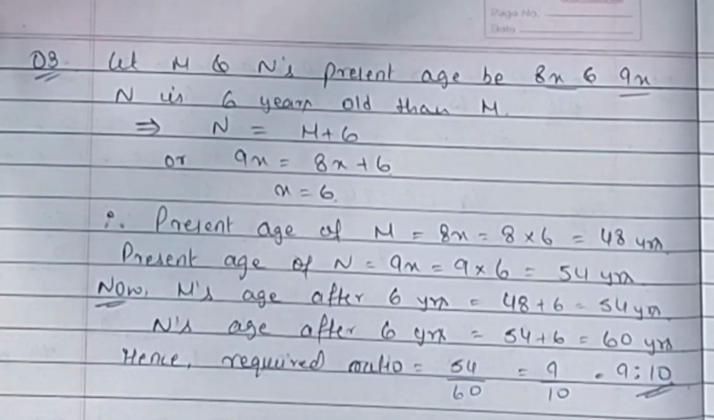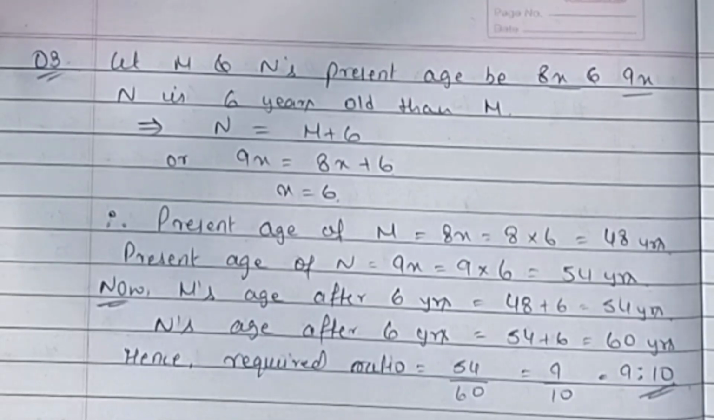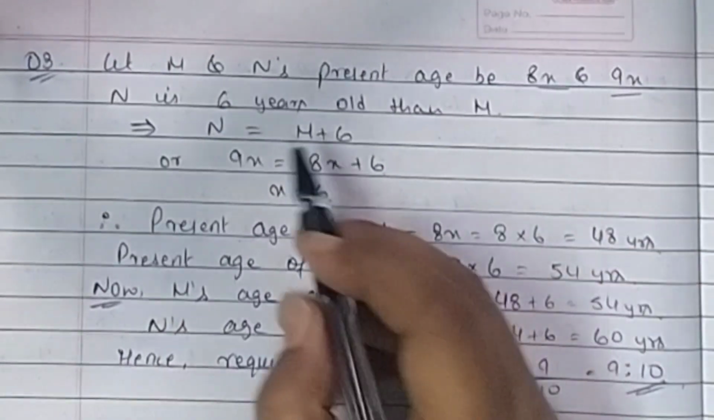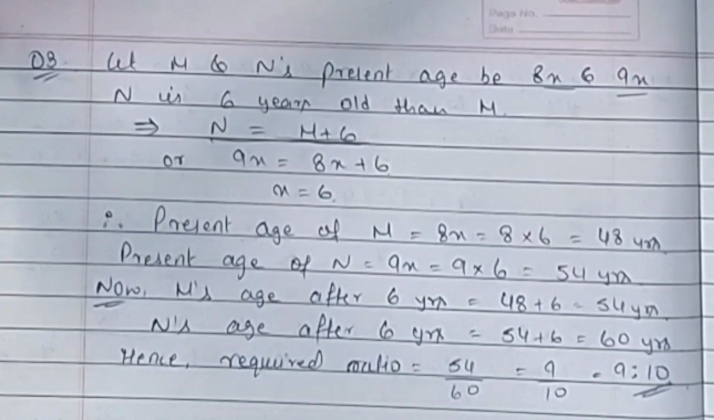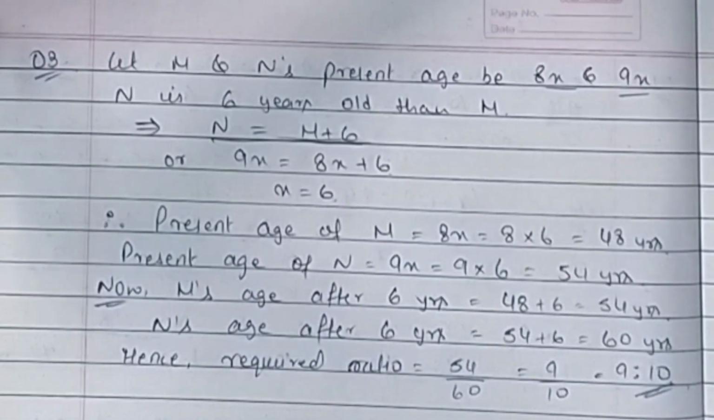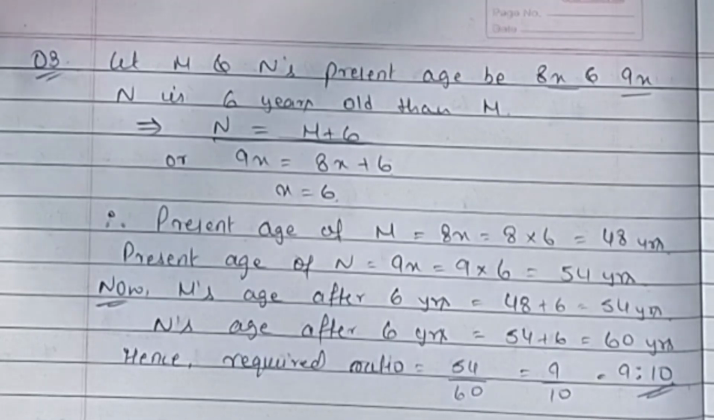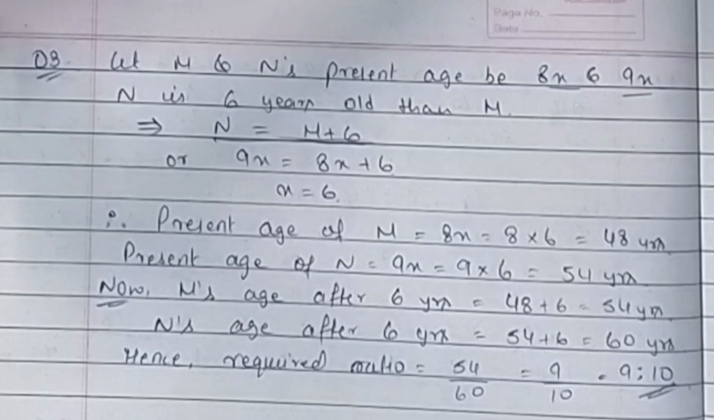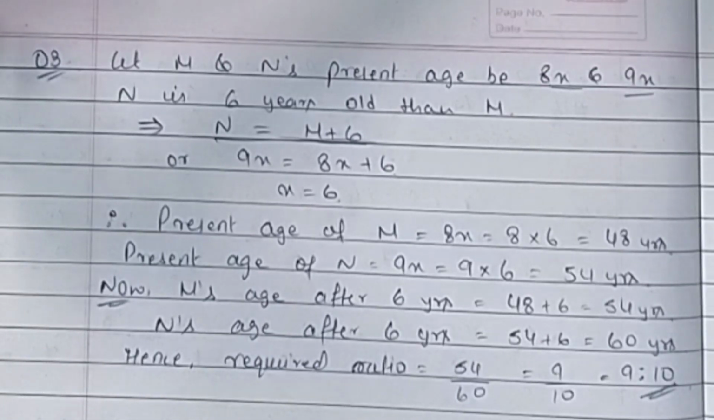So after that, according to the question, n is 6 years older than m. So here we have made an equation which is n equals m plus 6. Here n and m refer to the present ages of n and m, and I have just used the initials of m and n instead of writing the present age of m is equal to the present age of n plus 6. Just understand these small things.